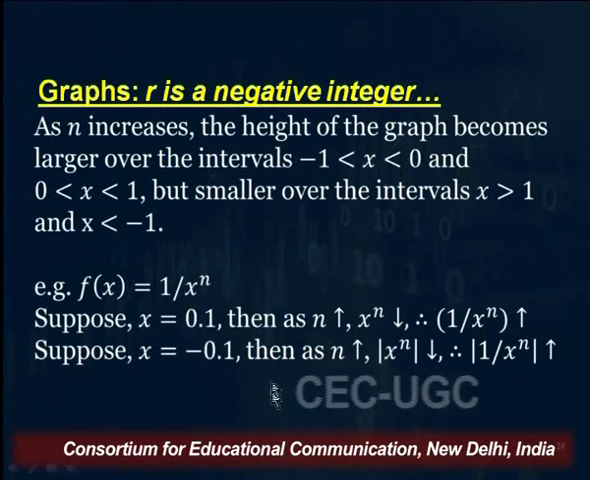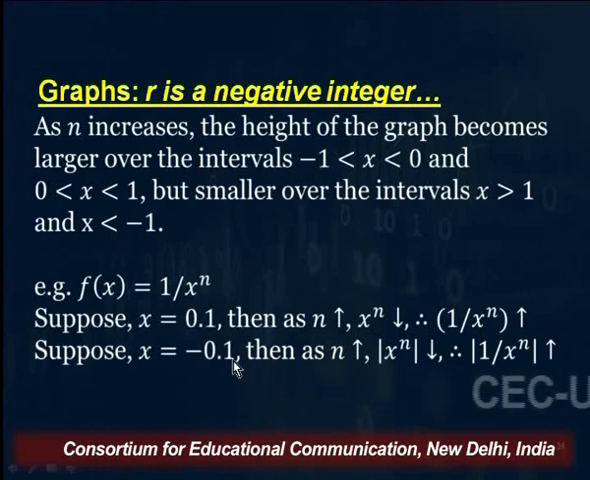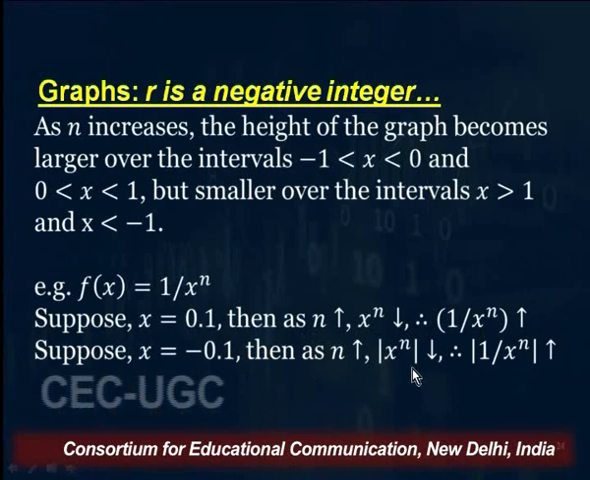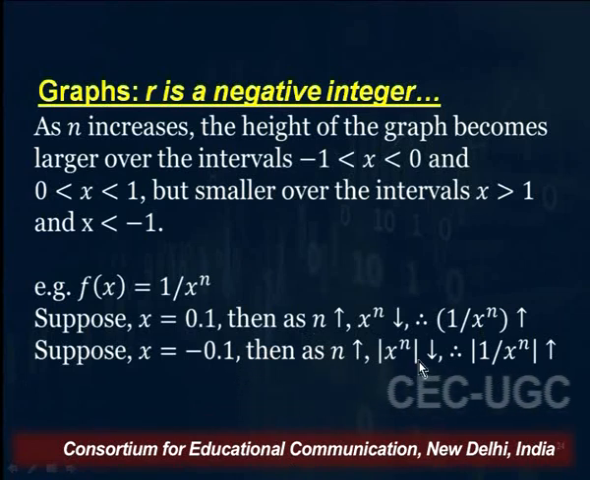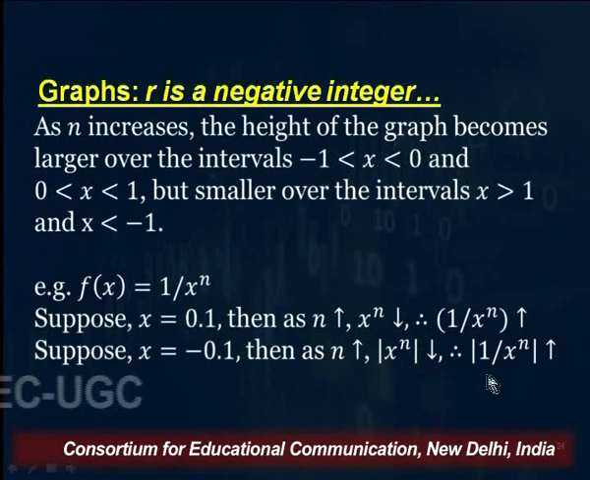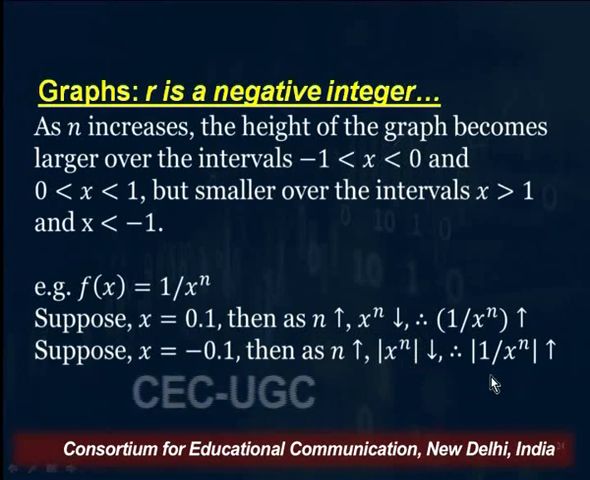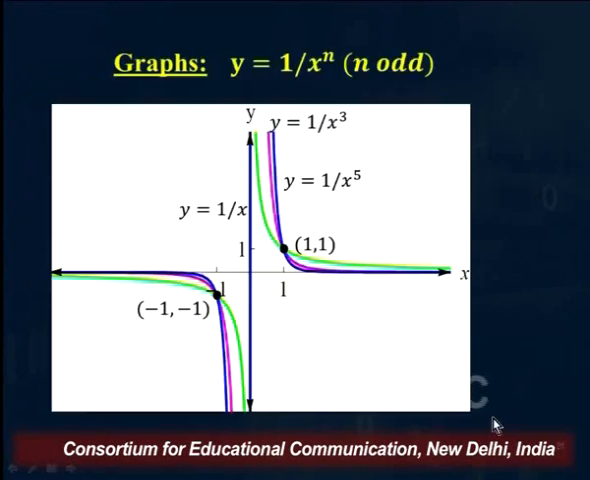X to the power n falls, which is to say 1 by x to the power n increases as n increases. And similarly, you can build up the argument for a negative x, but here it's easier to just analyze things in terms of absolute values. So here the absolute value of x to the power n will go down, and therefore the absolute value of 1 by x to the power n will increase. Right, and let's look at the families of functions here.